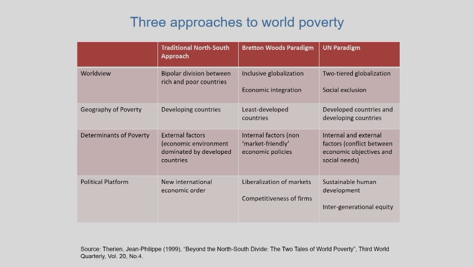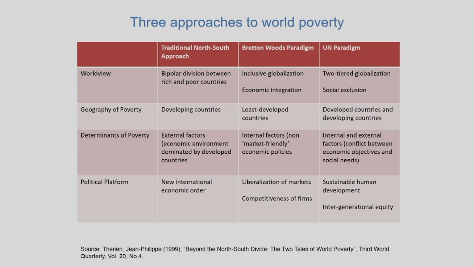The UN paradigm started talking about poverty in the developed countries as well, which is why the UN paradigm also started talking about the differences in relative incomes or relative income levels in the developed countries. Now, it is also important to note here that because the Bretton Woods paradigm talked about geography of poverty being in the least developed countries, there were a lot of geographical targeting measures or policy prescriptions that were also provided by the Bretton Woods paradigm.